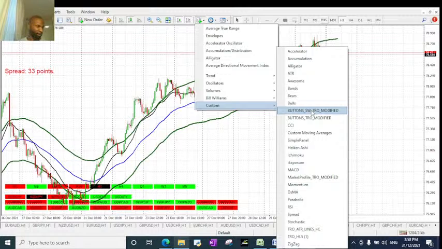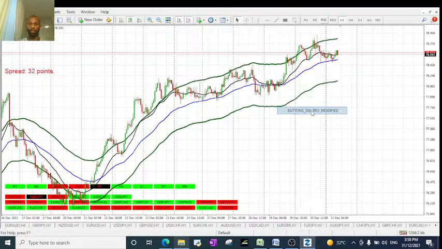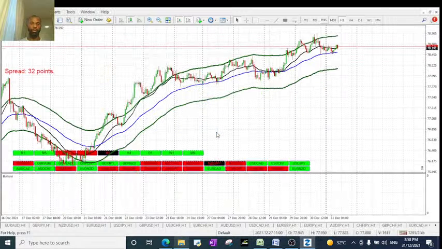Shout out to my boy Avery, TRO. He's the one that makes all these indicators. He gave it to me, which was really nice of him.